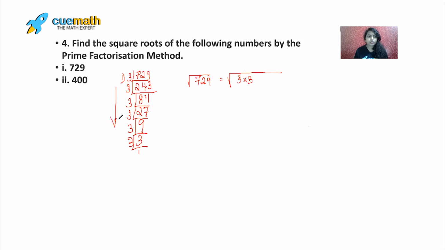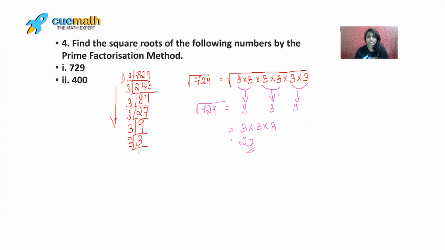I'm going to list again all of this: 3 times 3 times 3 times 3 times 3 times 3. And again I have listed all of them, and again I have to group them. So on grouping, I would get 3, 3, and again 3. Isn't this easy? Very easy, right? So the square root of 729 is 3 times 3 times 3. So 3 times 3 is 9, 9 times 3 is 27. Exactly. So the square root of 729 is 27.